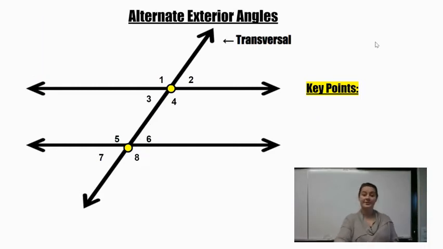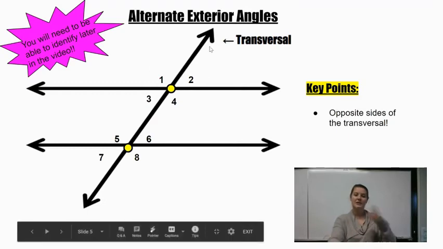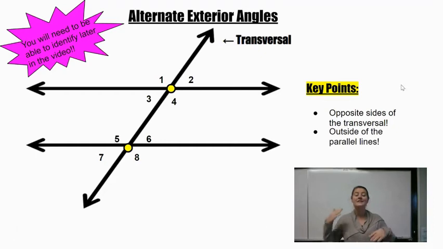Okay, alternate exterior is very similar. Remember, you need to be able to identify, so pay attention. Opposite sides of the transversal. So one will be on the left, another will be on the right. This time they are outside of our parallel lines. So we just talked about interior, they're inside of those 2 parallel lines. Exterior is outside of the parallel lines. And also they are congruent angles. So one angle measure will equal the other angle measure.